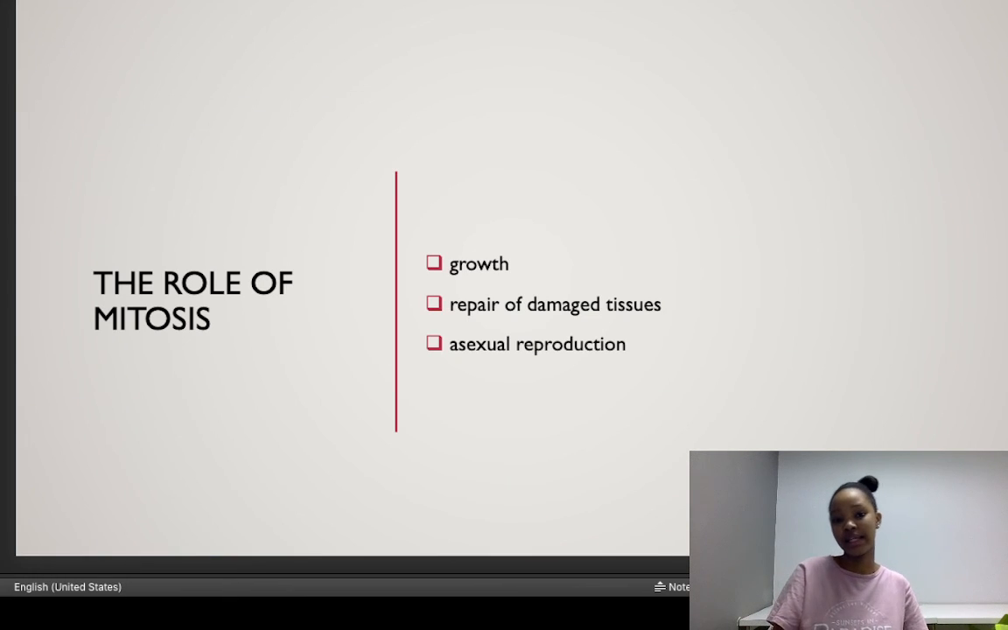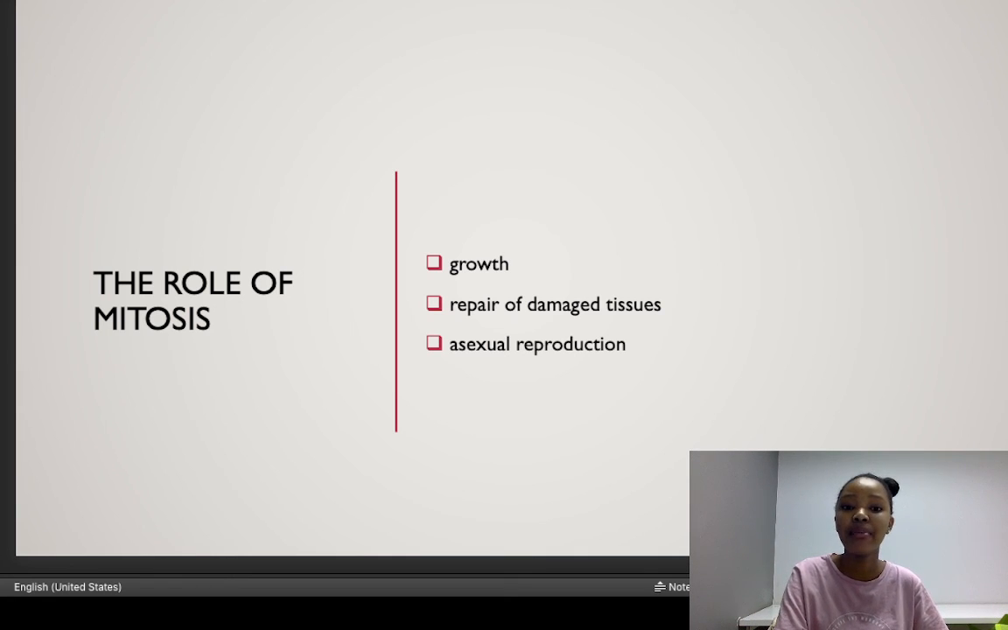Now, one important thing for you to know is the role of mitosis. Why are we having mitosis? They can ask you this question. It is important for three things. It is important for growth, it repairs damaged tissues, and also for asexual reproduction.